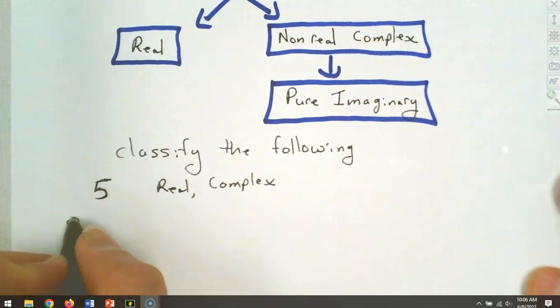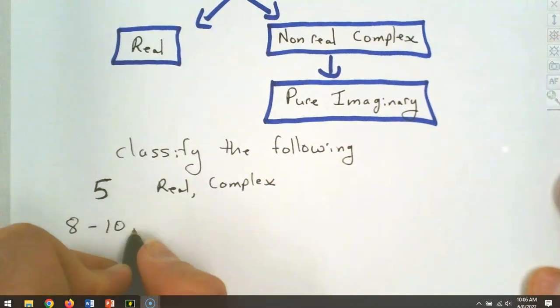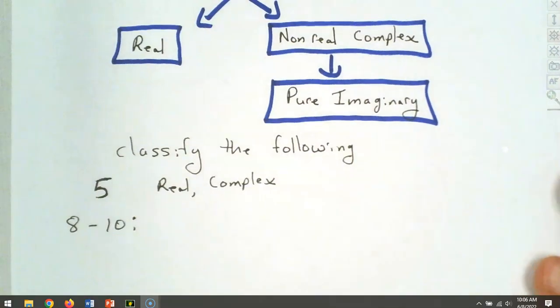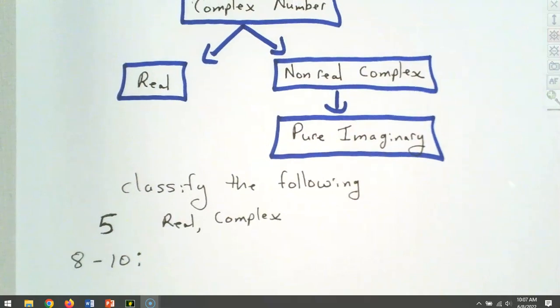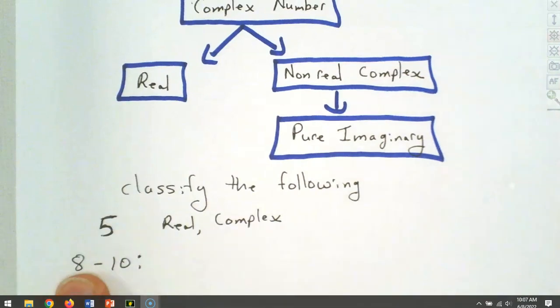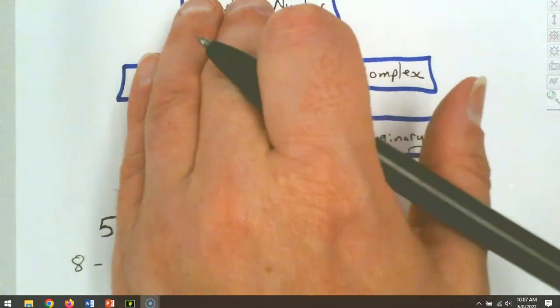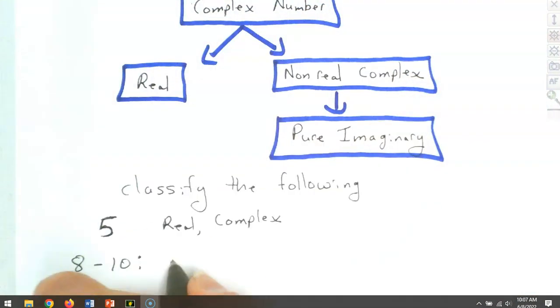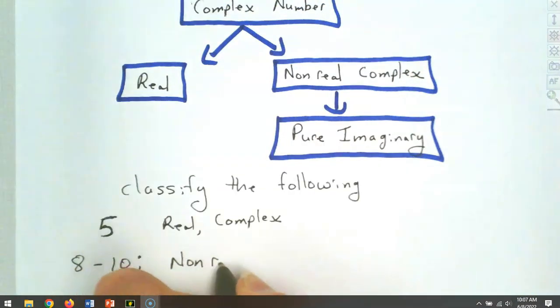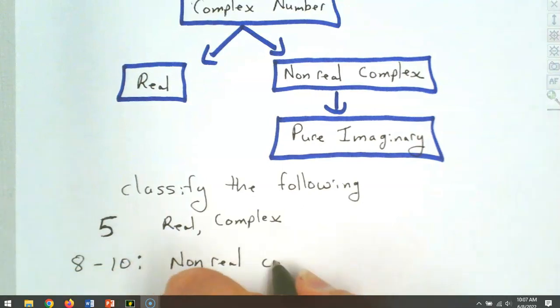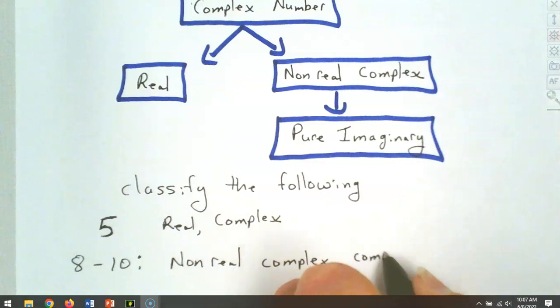What about 8 minus 10i? Well, 8 minus 10i, is that real or non-real? Non-real. Is it pure imaginary? No, because it has a real component with that 8. So this is non-real complex, and is also a complex number. So it's non-real complex, and it's also complex.